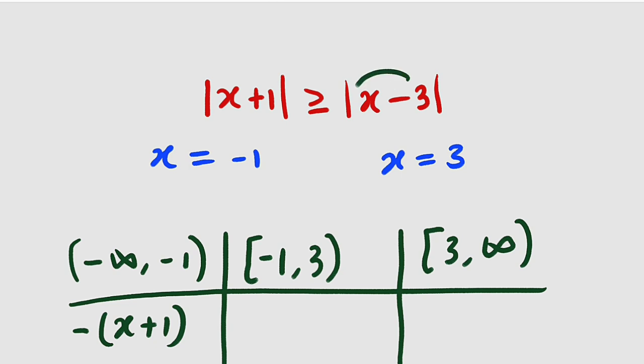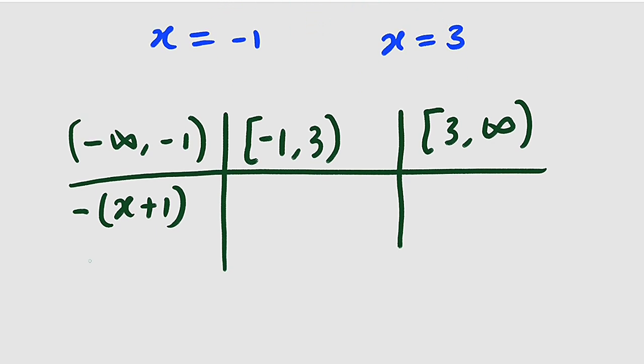But what will happen to this one if we take values from -infinity down to -1? All those values will be negative, and negative is still negative, right? So x - 3 will be negative. So I will have the negative version of x - 3 right here.